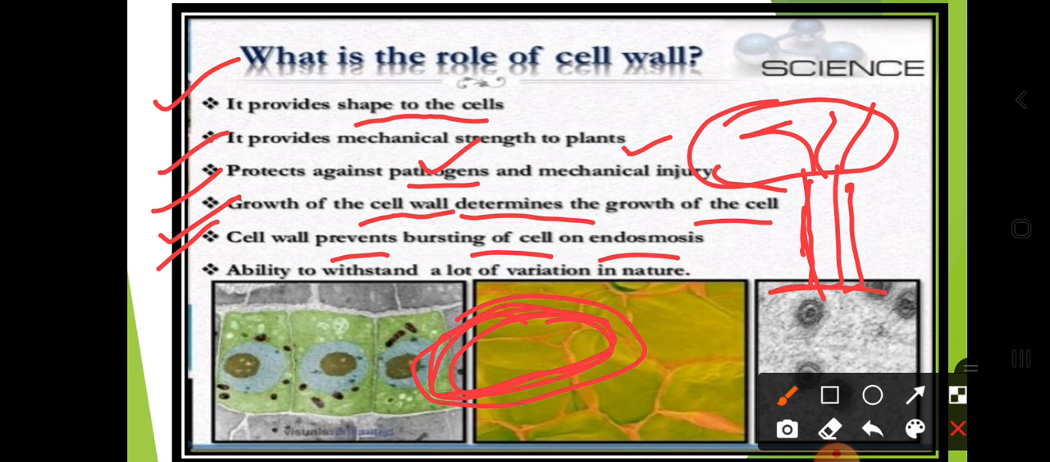It has the ability to withstand a lot of variation in nature. If any situation comes that could injure the cell body, the cell wall always stands firm. Just as our parents support us, the cell body is protected by whom? It is nothing but the cell wall. So it acts like a bodyguard of the cell body.